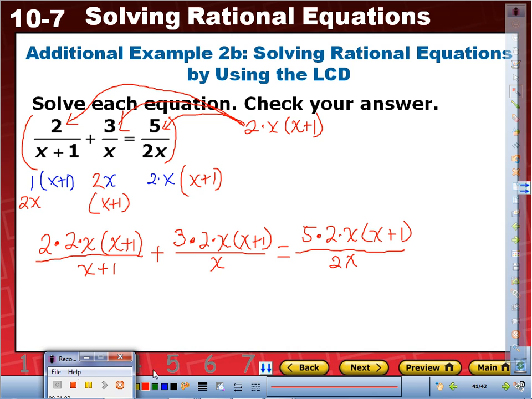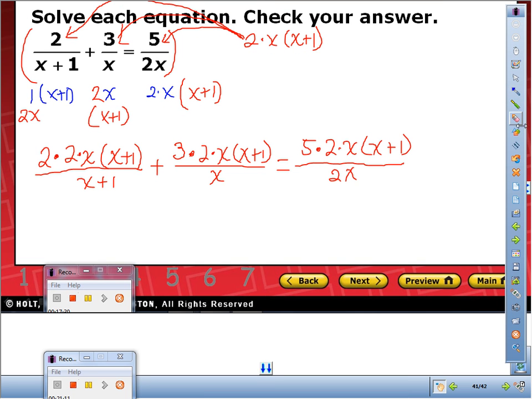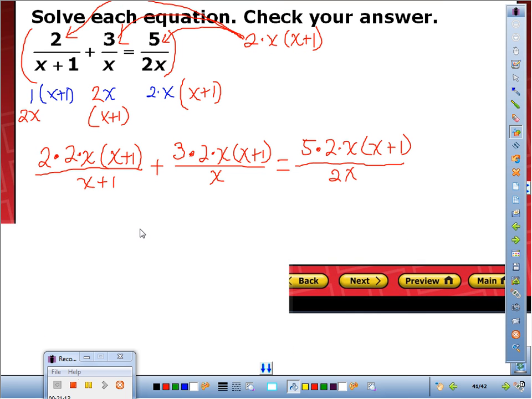So now, let's start identifying giant 1. Let me scoot down a little bit. There it is, right there. And make some room. Here we go.